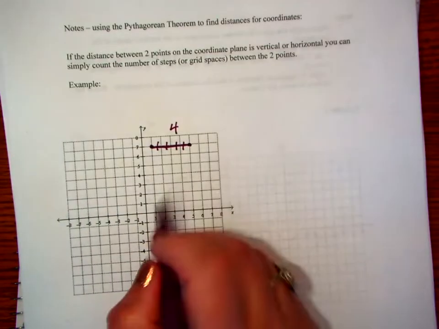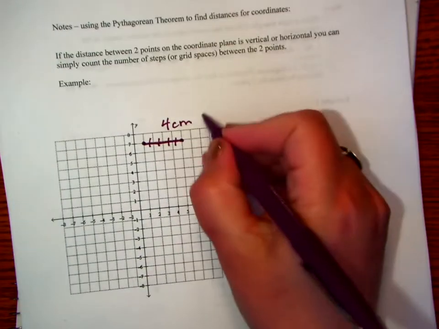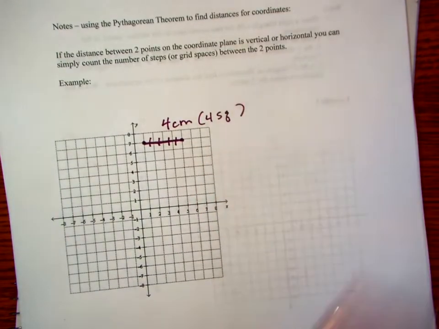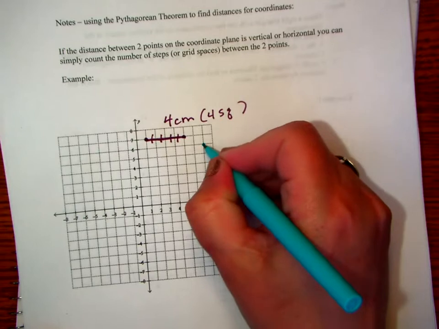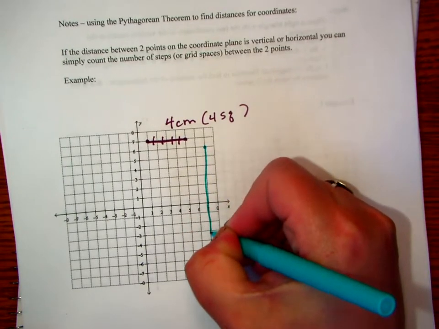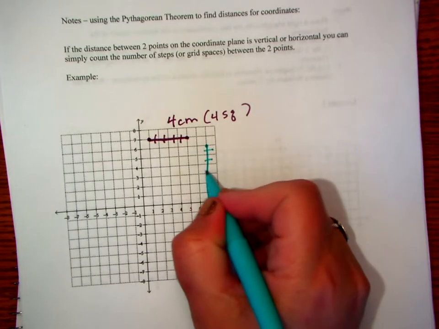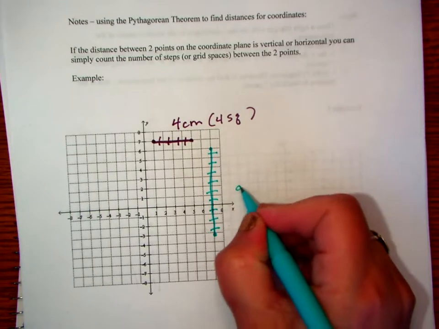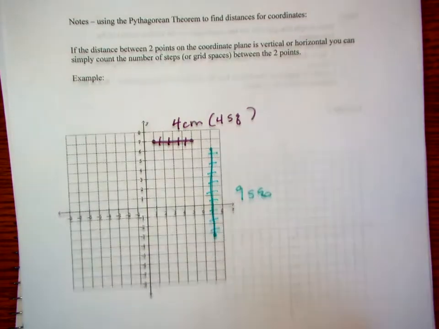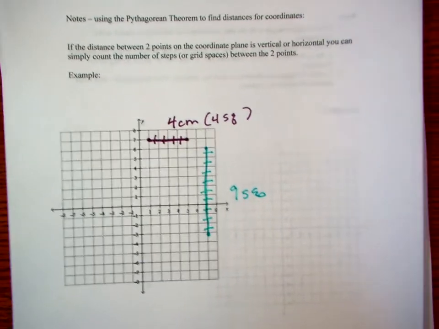And I think these are centimeters, so we'll say it's 4 centimeters. Okay, or you could just say 4 squares. Okay, and if it's vertical, you can do just the same thing. You can kind of just count them. So if I have a point here and a point all the way down here, let's pretend that line's straight, then I would just count 1, 2, 3, 4, 5, 6, 7, 8, 9. So 9 squares or 9 centimeters. Okay, so the distance vertically or horizontally, you can just count.